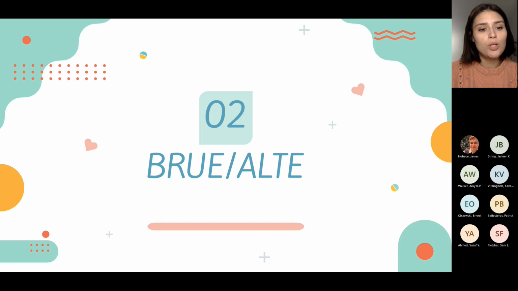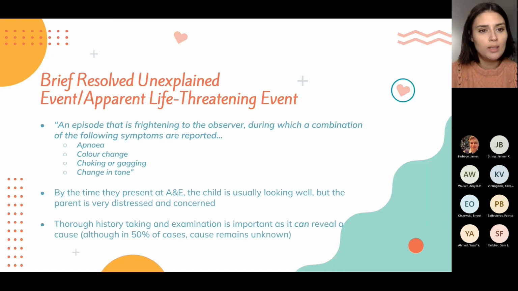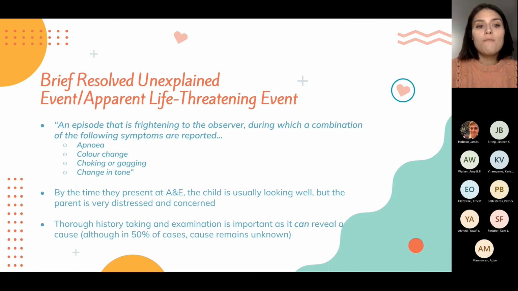Moving on now to brief resolved unexplained events, also known as apparent life-threatening events. So they go by both names. The definition is any episode that is frightening to the person that's observed it, so usually mum or dad, or it might be a nursery nurse or whatever. And during that, a combination of the following symptoms are typically reported.